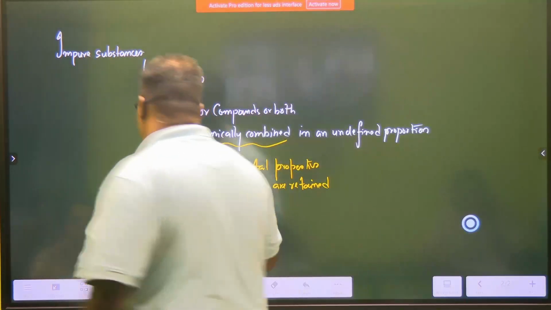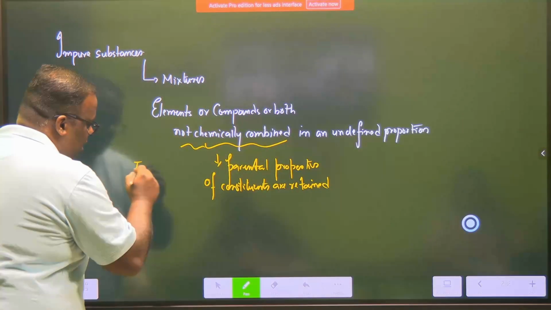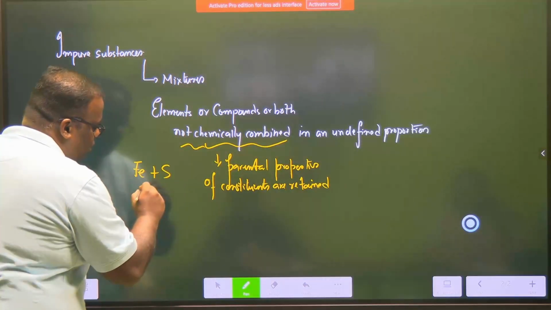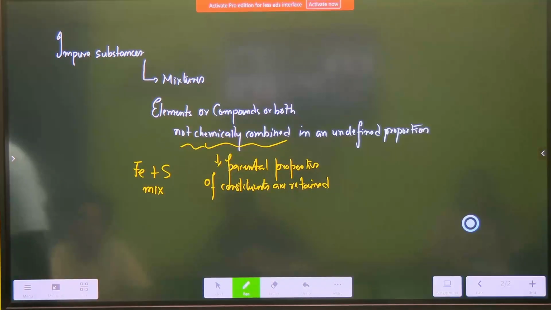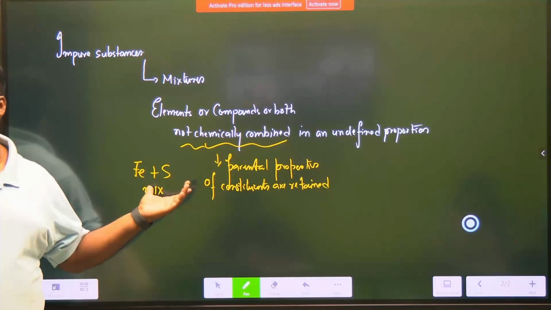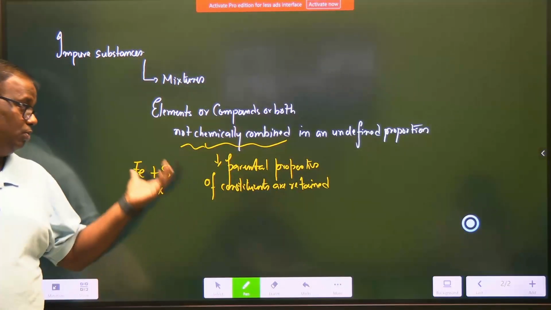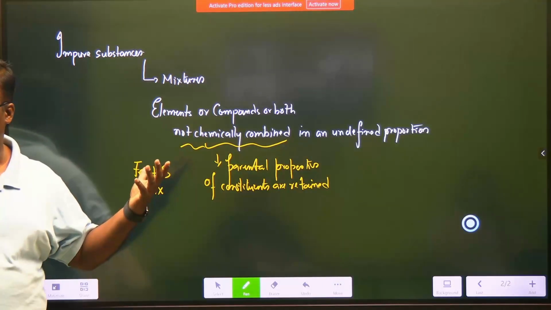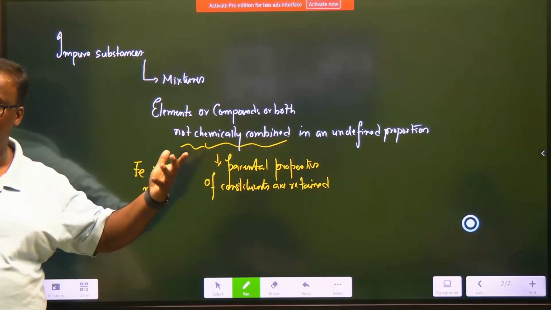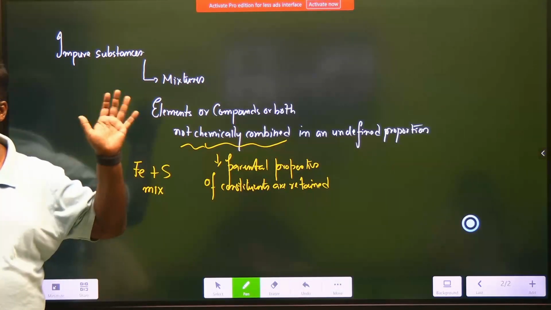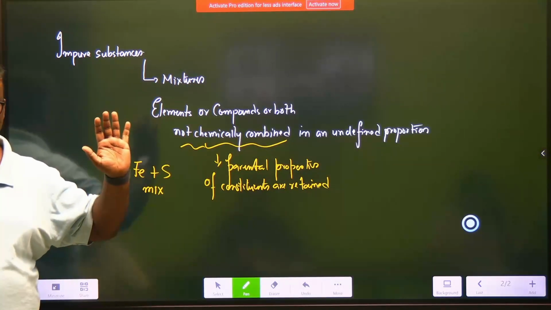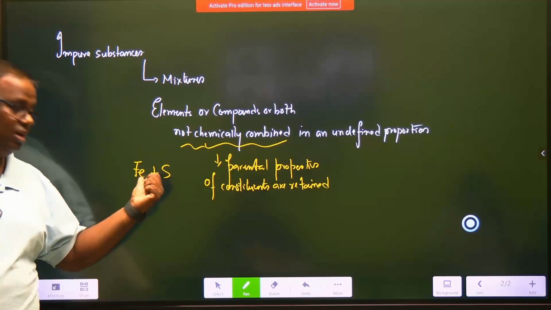The same example out here. If you take iron and sulfur and just mix them, then you have an iron and sulfur powder mixture. Bring a magnet, and all the iron can be separated. But if you heat this mixture, in which you're making a chemical change, you develop a new substance called ferrous sulfide. And ferrous sulfide will not attract a magnet. That is a compound. Now here, it's just a mixture.